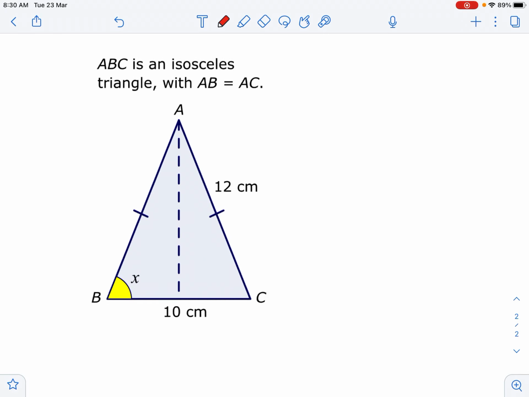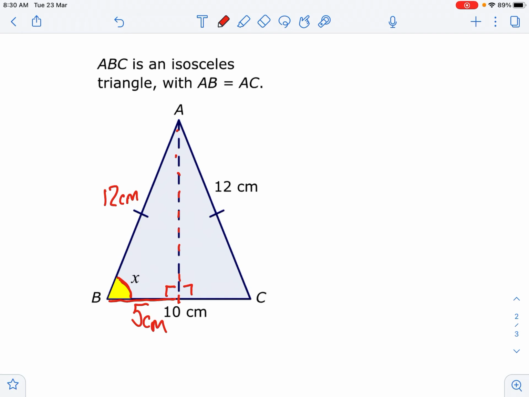The second part, you've got to find the right angle triangles. Now you can see this isosceles triangle. Any isosceles triangle can be split down the middle to form two right angle triangles, which is very, very helpful. Now, if we want to find angle X, I also know that this is 12 centimeters, and I know that half of this is 5 centimeters.